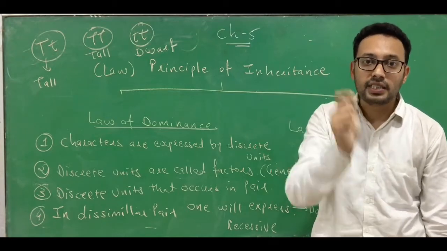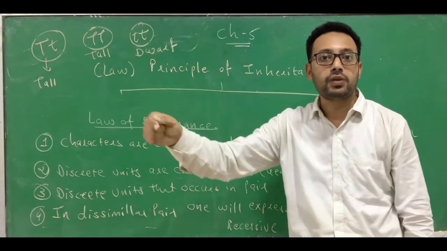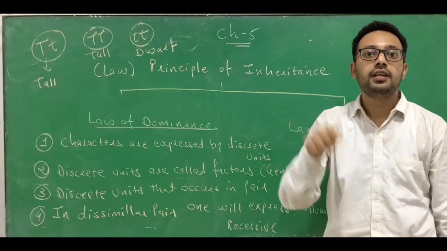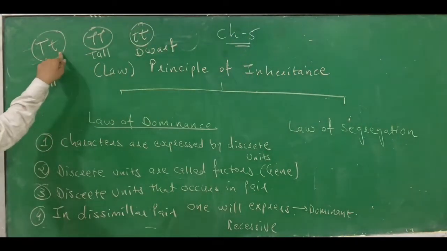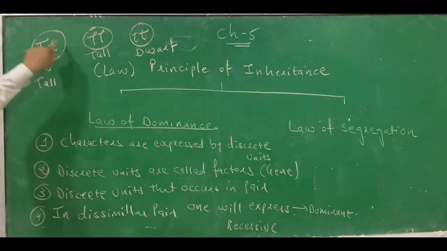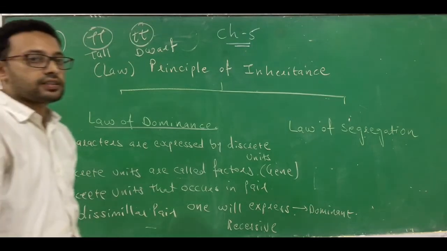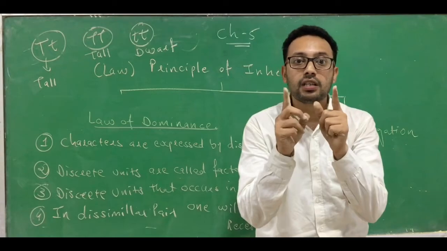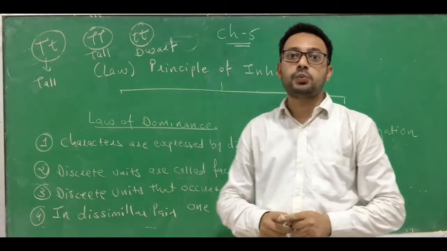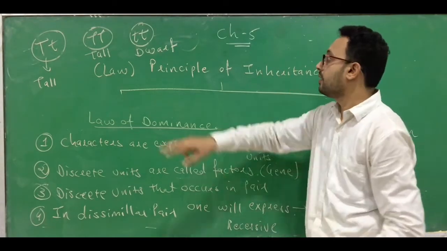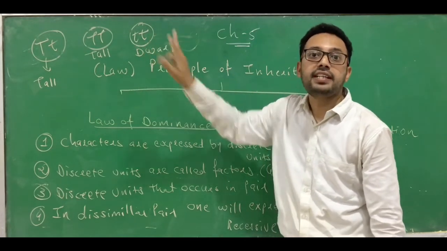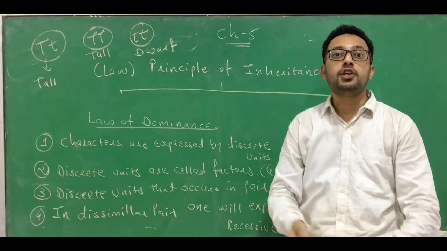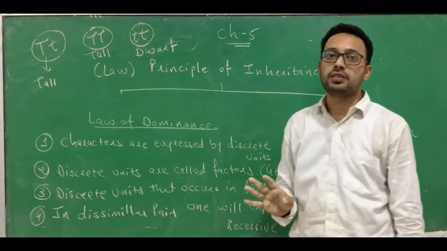Remember, a recessive character will not express in the presence of a dominant character. So this is a recessive character, small t, that cannot express in the presence of a dominant character. A recessive character will only express when the dominant is absent. Like this is a recessive; here it can express dwarf. But it expresses only when the dominant, capital T, is absent.